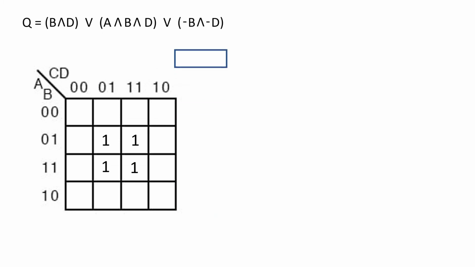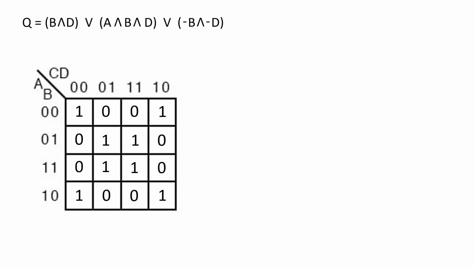The next one is not B and not D, so we're looking for where B is 0 and D is 0. B is 0 and D is 0 are the four corner sections. Now as we've done all of our expression, then obviously the other squares are just going to contain zeros. That's fine. And again, we need to group them together in the largest groups possible.